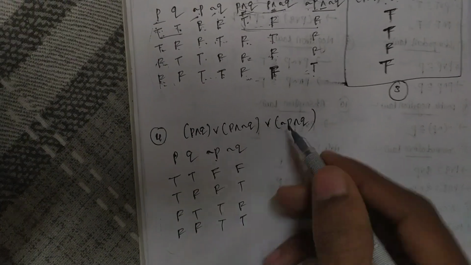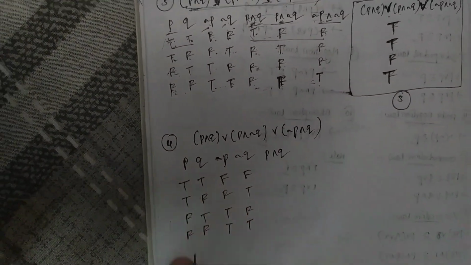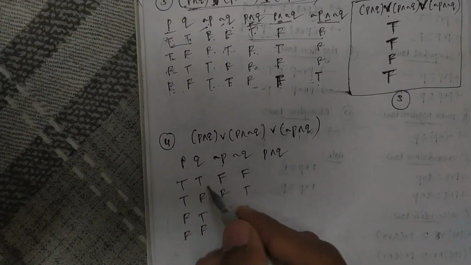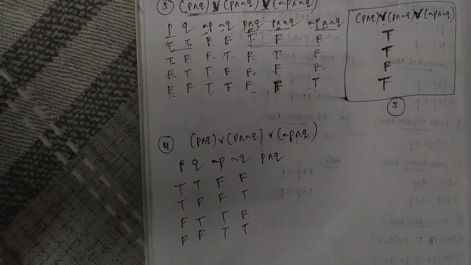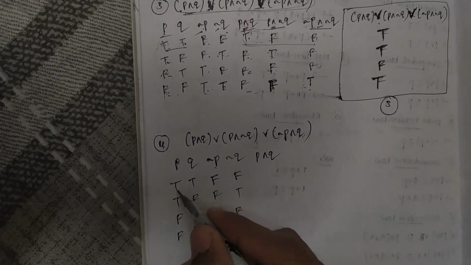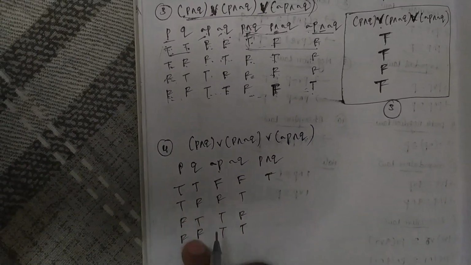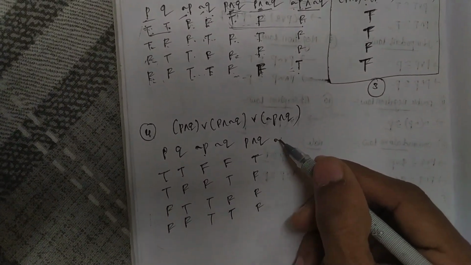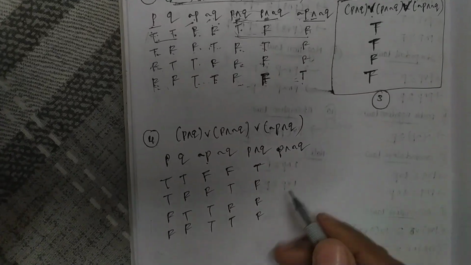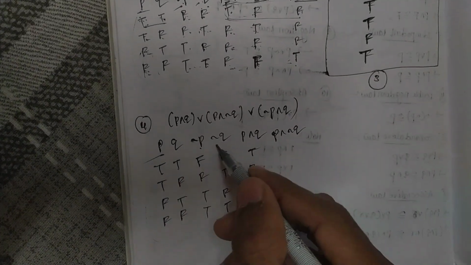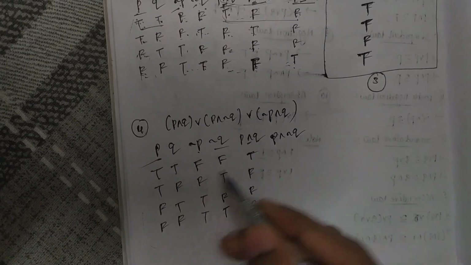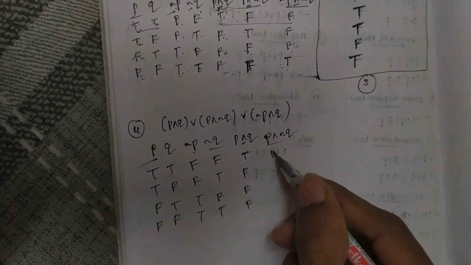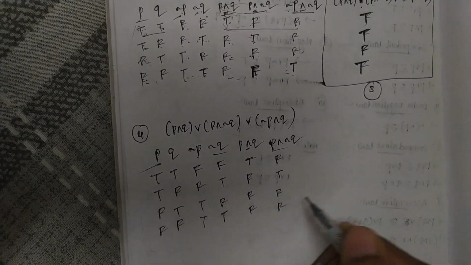Now first we find p and q. The p values are here and the q values are here. You have to apply the and connective. If two truths are there, then only the whole statement is true in the and truth table. So here two truths give true, and the others, one true and one false, give false. Now we do p and negation q, with the p values and the negation q values, applying the and connective again. The truth values of this are false, true, false, false.